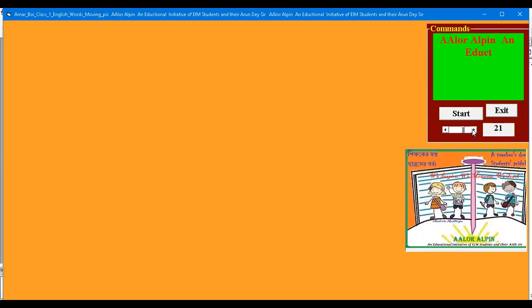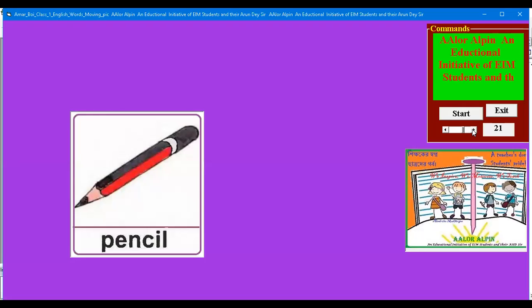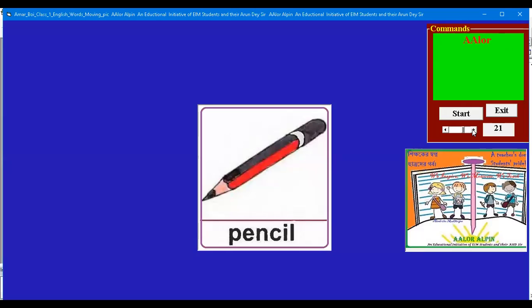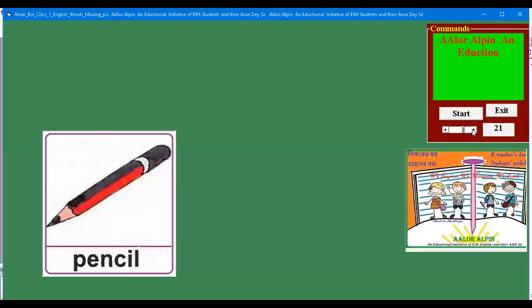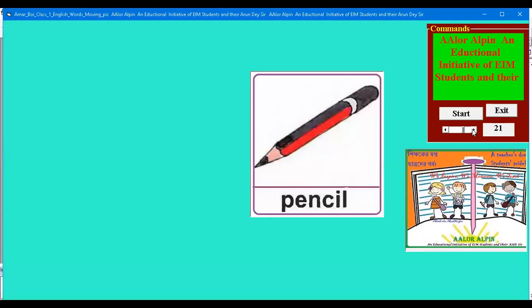Over, sir. A-Y. Noten word da. Noten sentence bolo. Pencil over. I write with a pencil.